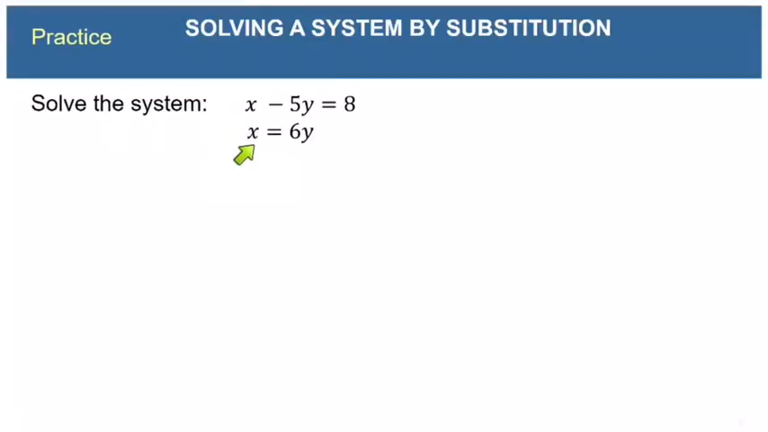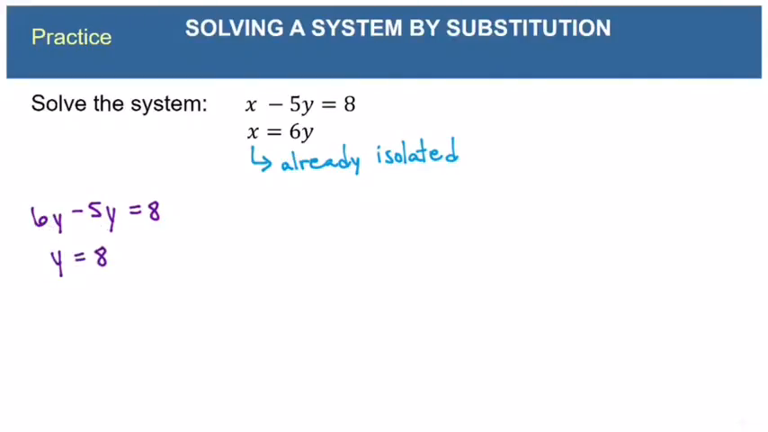This second equation is already solved for x. So all we have to do is take the expression that x is equal to and plug it into the first equation. So instead of x minus 5y equals 8, we'll have 6y minus 5y equals 8. You see the 6y takes the place of the x because it says x equals 6y. Okay, now combining like terms, 6y minus 5y is 1y. So now we have y equals 8.